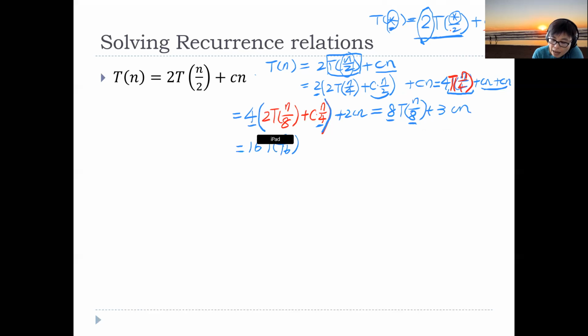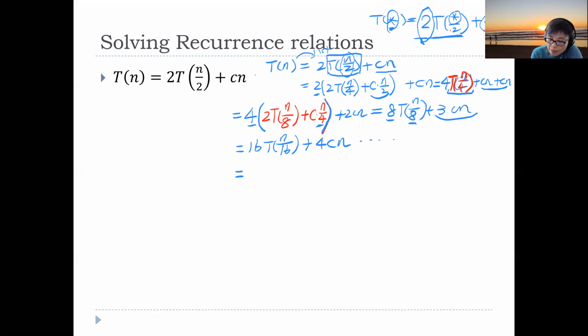Okay, and then outside, before I had 3 times Cn, but then there's going to be another one coming out from this part. So it's going to be 3Cn plus another Cn. So outside, I'm going to add yet another Cn, which means that now it's 4Cn. Okay, so now what you notice is that we call this one the first iteration.